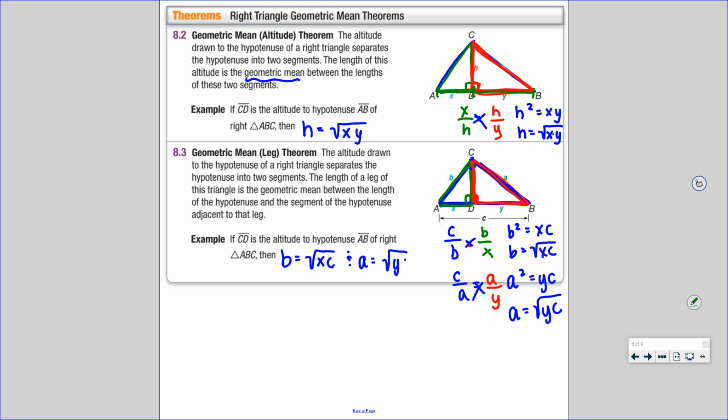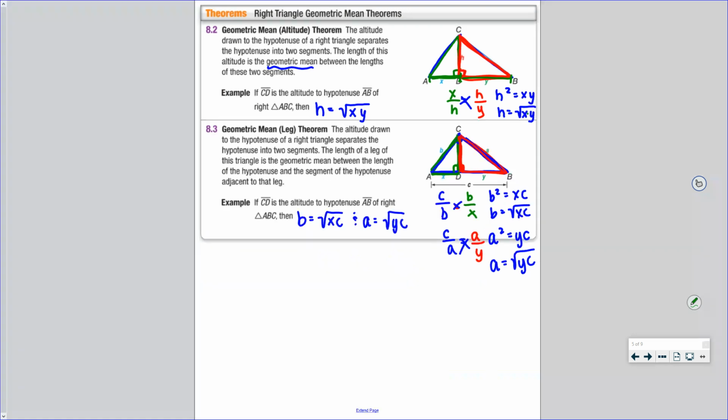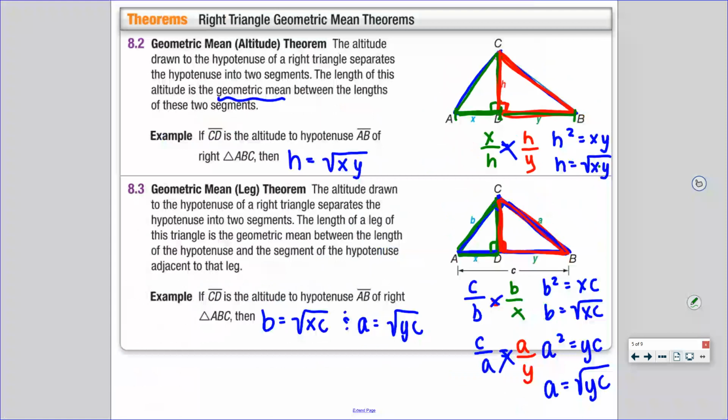So here's what you need to know in short. The altitude is the geometric mean of the two segments that it splits the hypotenuse into. Each leg is the geometric mean of the entire hypotenuse and the segment that's adjacent to or touches that leg. Okay, let's try an example.